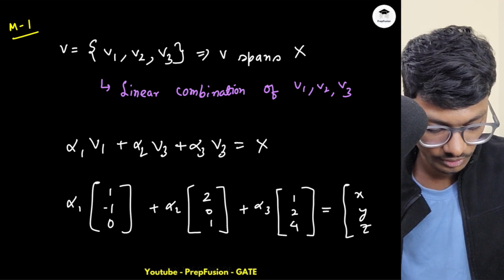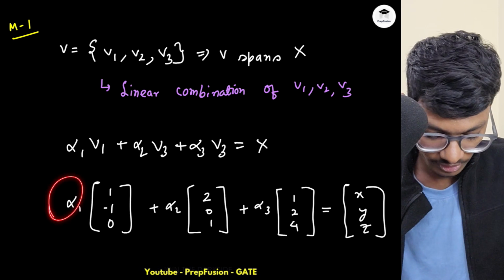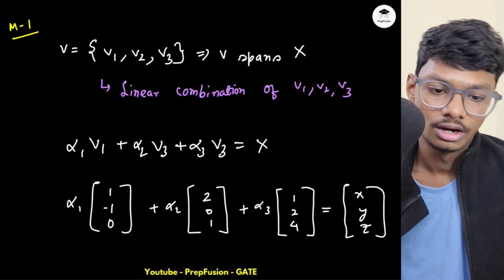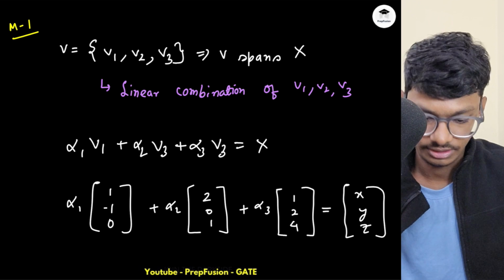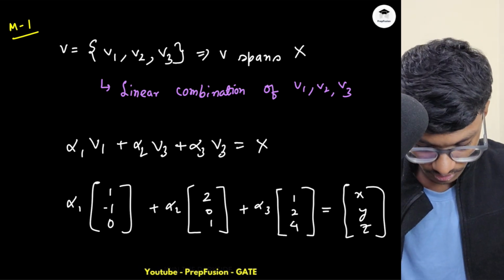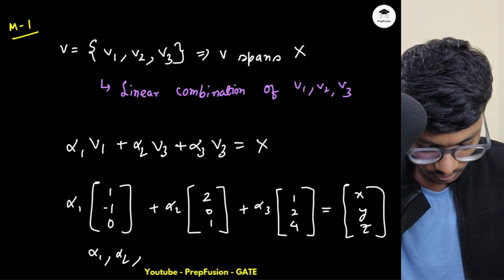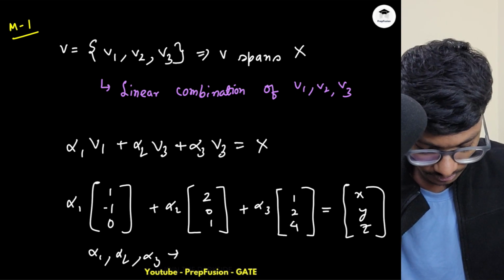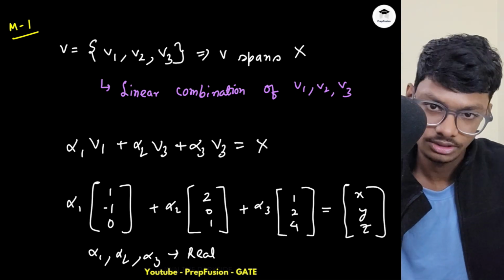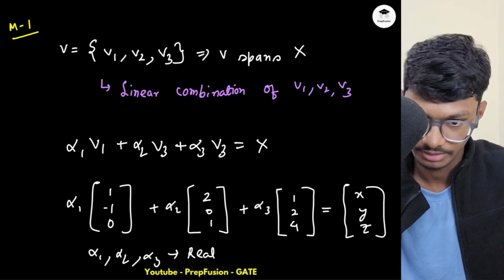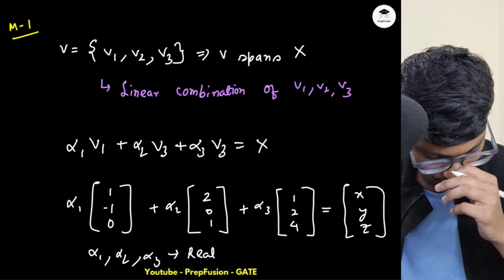Okay. So with the help of these combinations, alpha 1, alpha 2, alpha 3 are any real number. They can be 0 as well.